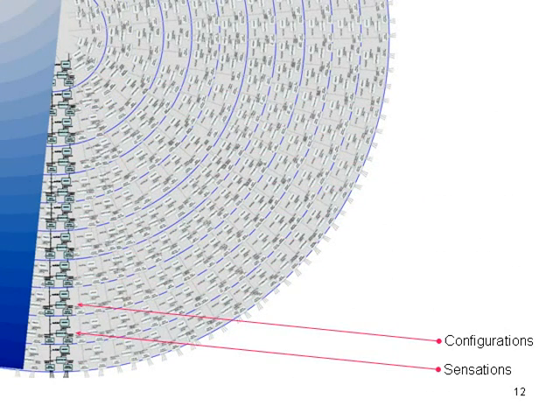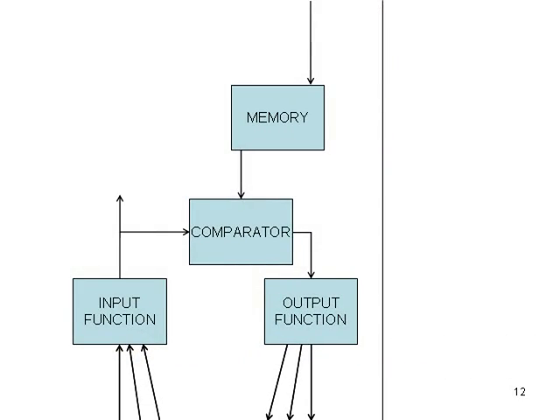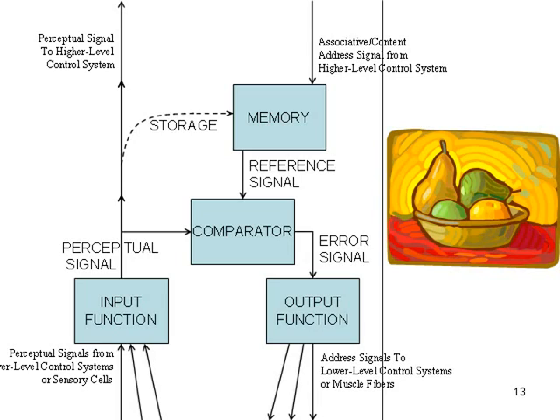Now that we understand how control system modules work in a hierarchy, let's look again at what the input function of each module does. A configuration level input function, for example, takes in sensation level perceptual signals and interprets them as a bowl of fruit. That is to say, from those perceptual signals, it infers that there is a bowl of fruit out there at a certain place in the world. So an input function is an inference engine.